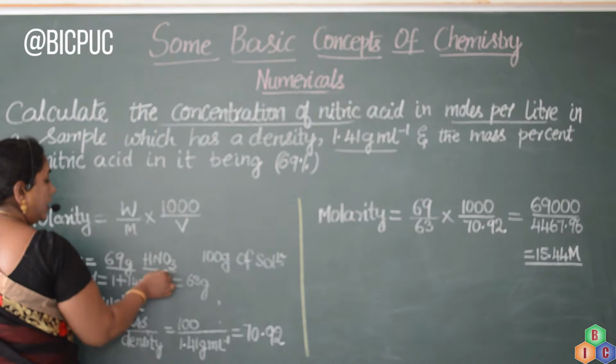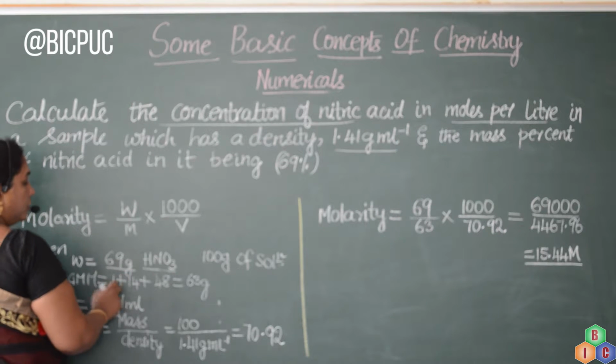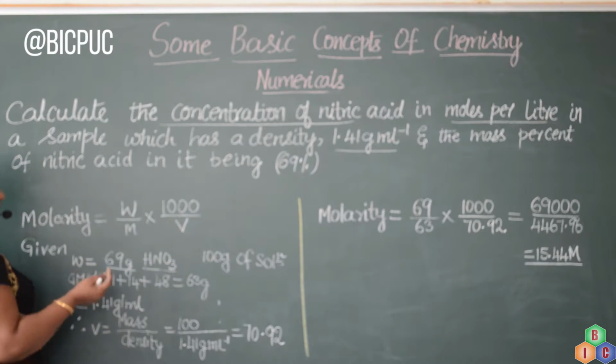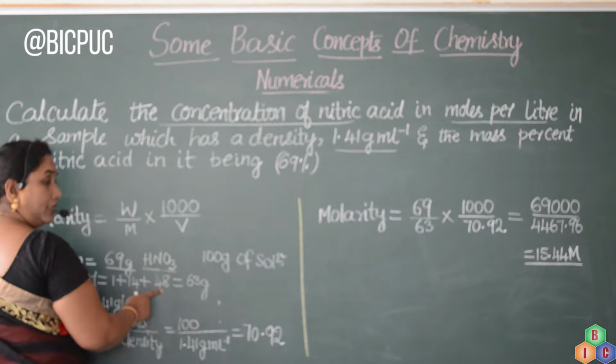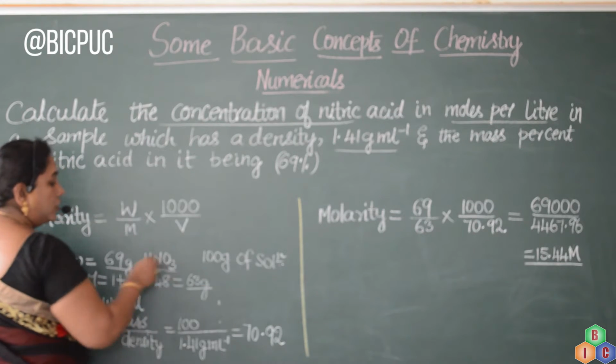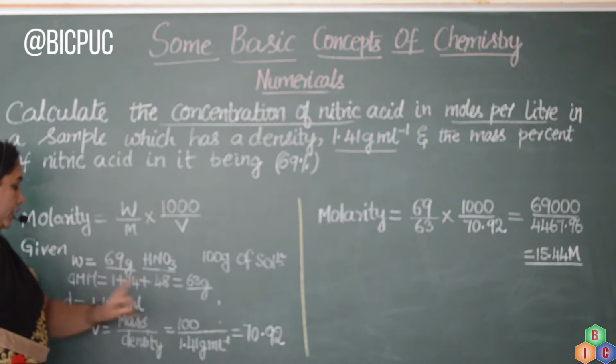The formula of nitric acid is HNO3. Hydrogen atomic mass here is 1. 14 is the atomic mass of nitrogen. Oxygen, each one is 16. 16 into 3, 48. 16 threes are 48. So when I add all of this, the value comes to 63 grams. So the gram molecular mass of nitric acid is 63 grams.